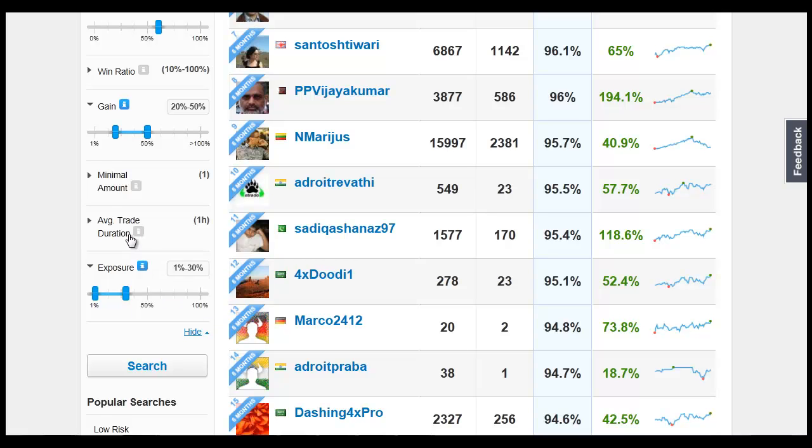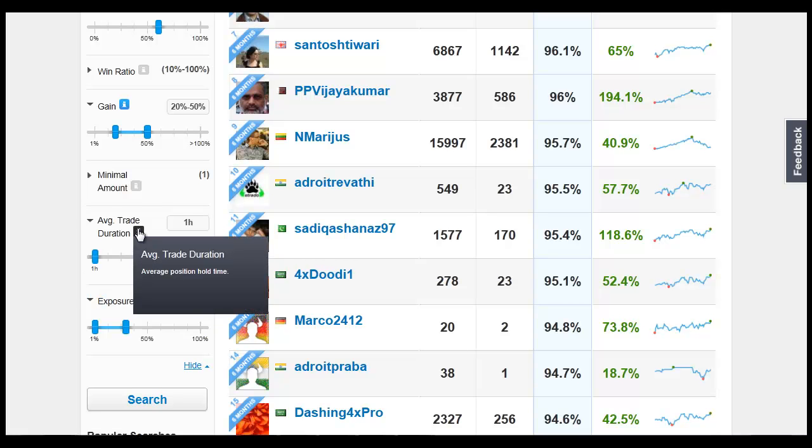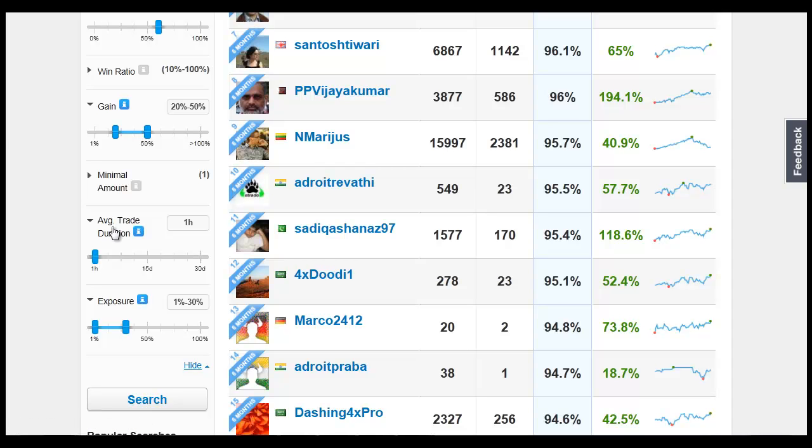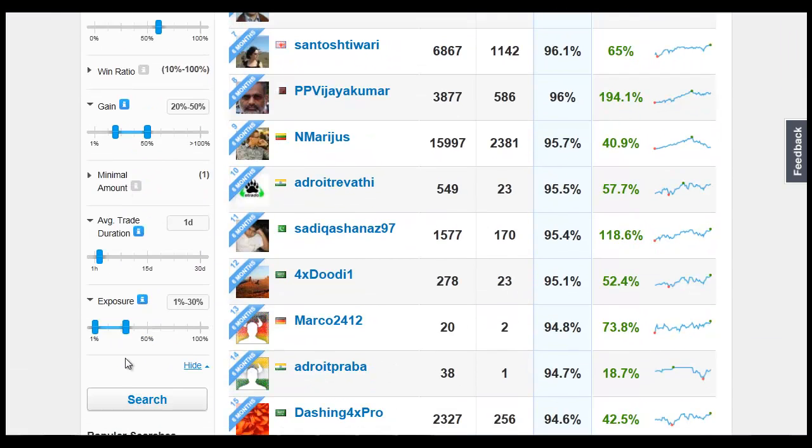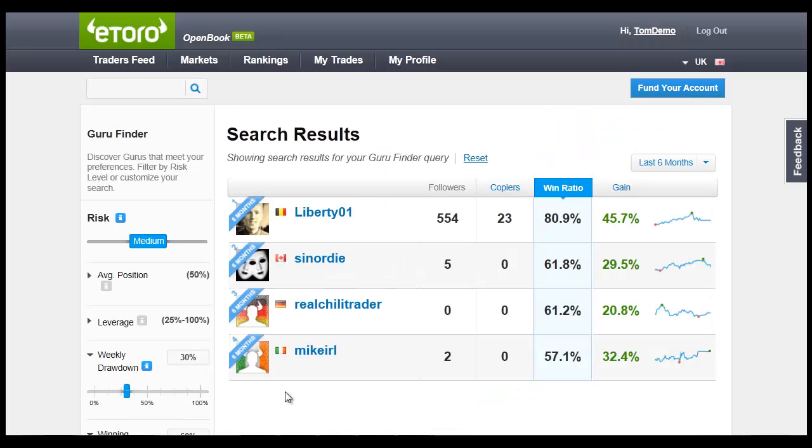After I finish this, the last thing I would like to filter is the average duration of a trade this trader holds. Of course, if this trader holds an average trade of 1 hour, he's obviously not a long-term trader. So I'll confine it to a minimum of 1 day to at least make sure he's a long-term trader. After I finish all this filtering, I will press the search button to see what kind of list I get. Okay, so basically I get 4 different traders, which according to our filter will be rather good in identifying long-term trends.